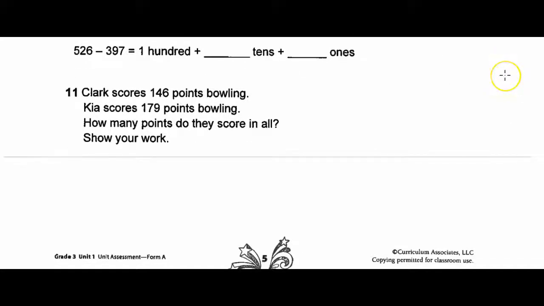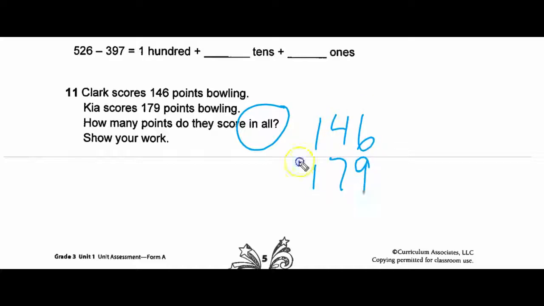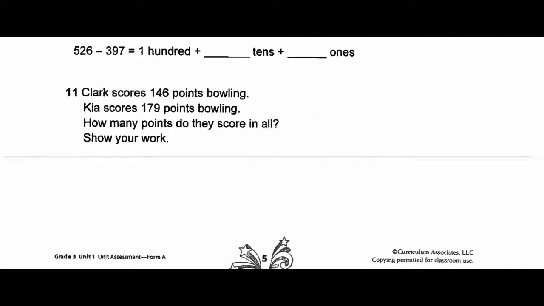And then 11 says Clark scores 146 points bowling. Kia scores 179 points bowling. How many points do they score in all? This tells me that I need to add. So 146 plus 179. Make sure you add that. That's how you set it up.